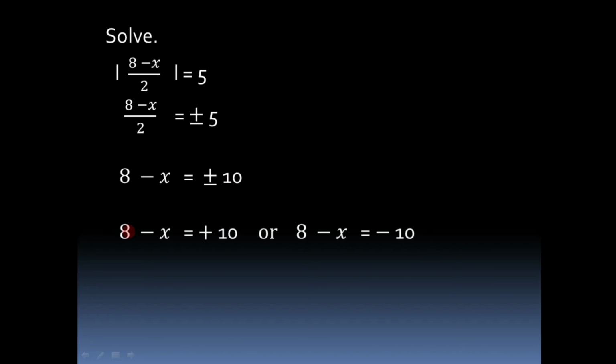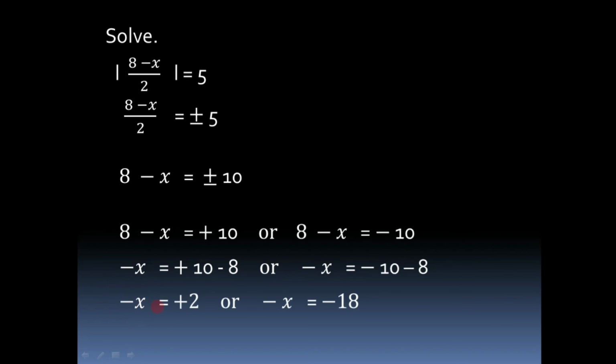So we can write here 8 minus x is equal to plus 10, or 8 minus x is equal to minus 10. If we take 8 to the right hand side, we'll get minus x is equal to 10 minus 8, because plus 8 coming to the right hand side will be minus 8, or minus x is equal to minus 10 minus 8. So in the next step, we'll get minus x is equal to 10 minus 8, that's plus 2, or minus x is equal to minus 10 minus 8, that's minus 18.